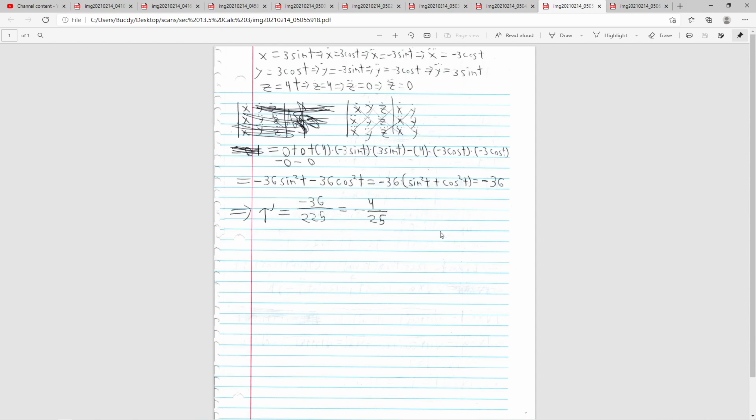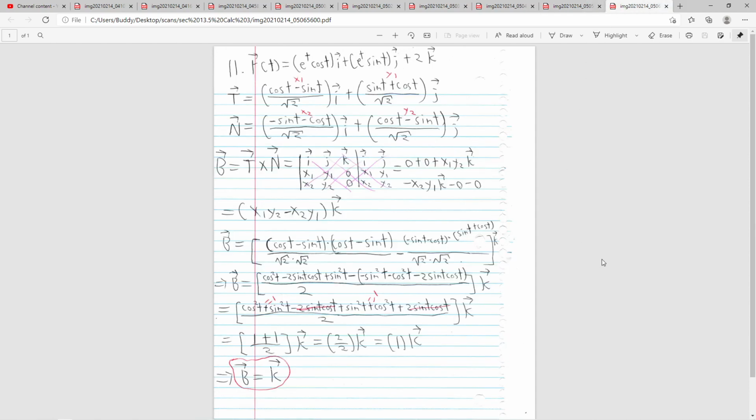That is equal to 1, sine squared plus cosine squared of t, same variable. So negative 36 divided by 225 is equal to negative 4 divided by 25. You'll never have to calculate it again. Basically, just understand it. I don't think you'll ever have to though. It's just to show more here.